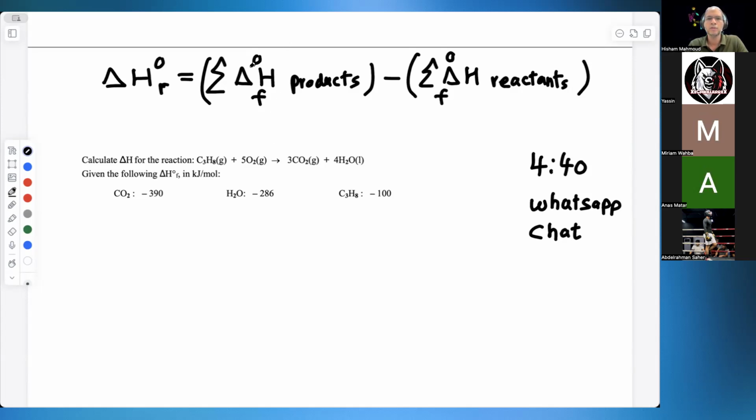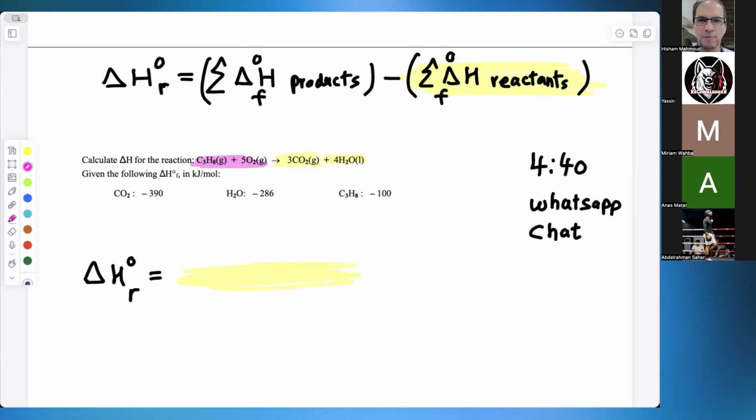Okay, very good. You got it correct: -2214. Yes, that's correct. So simply I will just say that the delta H of the reaction is equal to 3 multiplied by CO2, because CO2 is my first product. These are the products, CO2 and H2O, so I'll put them here at the beginning, and then I will subtract them from my reactants. Where are my reactants? These are my reactants.